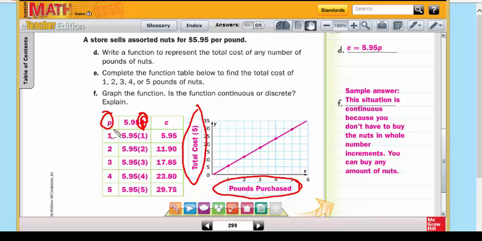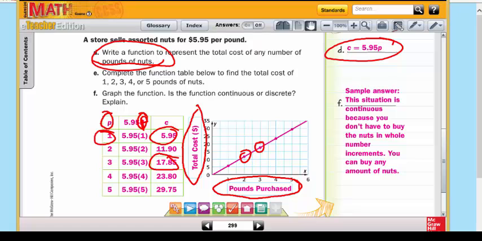Lastly, we can take each of these points and plot 1 and 5.95, which is going to be about 6 right here, 2 and 11.90, and 3 and 17.85, etc. 1785 hundredths, I should say. So first of all, it asked us to write a function. We did that. We have it here. Notice they do use the proper letter here for P. And then they asked us to compare the function table below using 1, 2, 3, 4, and 5 pounds. And then lastly, they asked us to graph it, which we did.